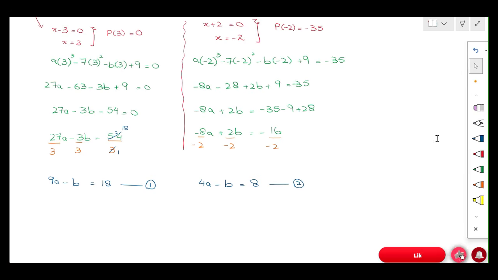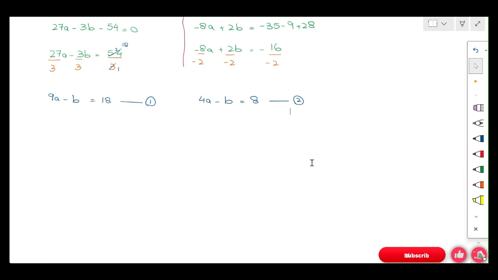Now you can see we have the two equations. Now the b coefficients are both negative. Let me subtract the two equations to get the value of a and then b. We can solve these two equations simultaneously basically. Okay, now here we can subtract equation 1 and equation 2.